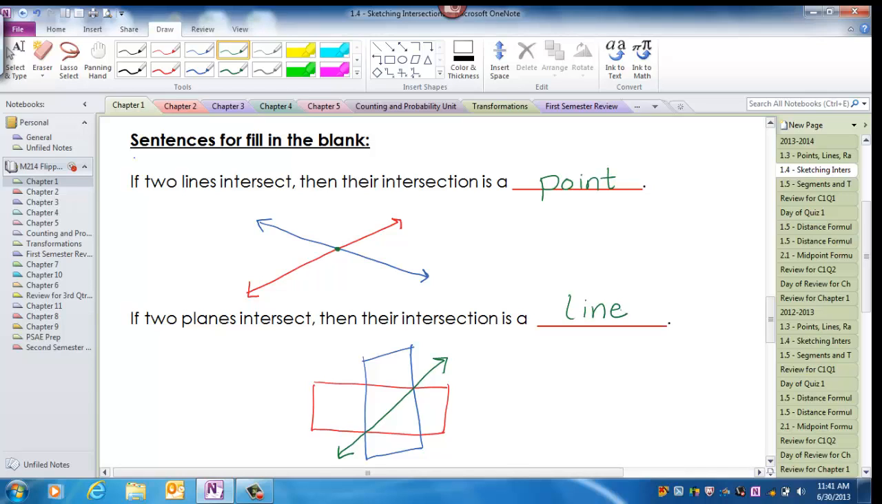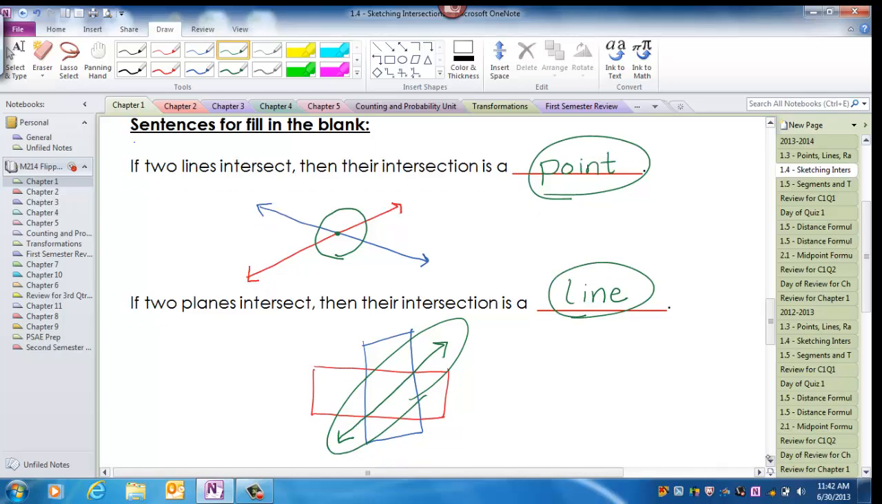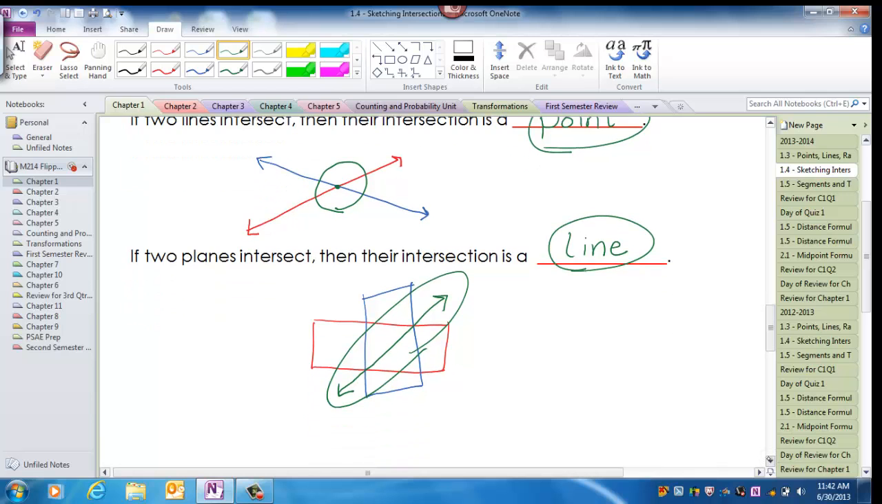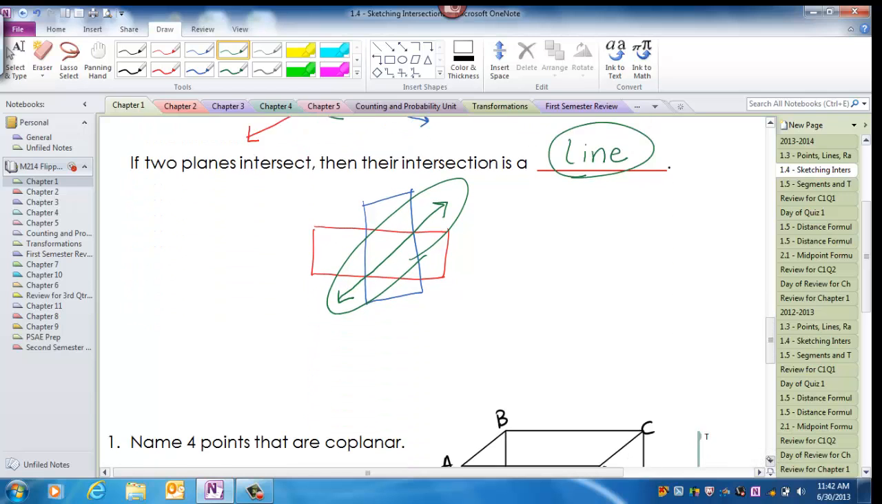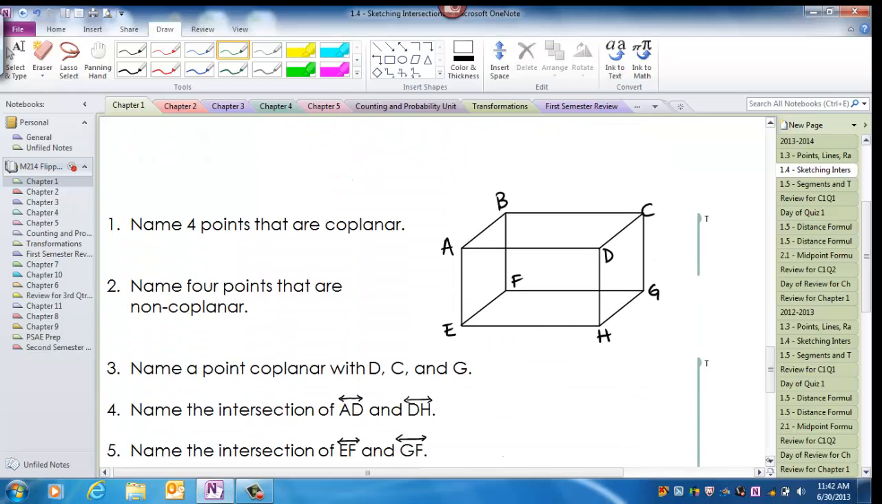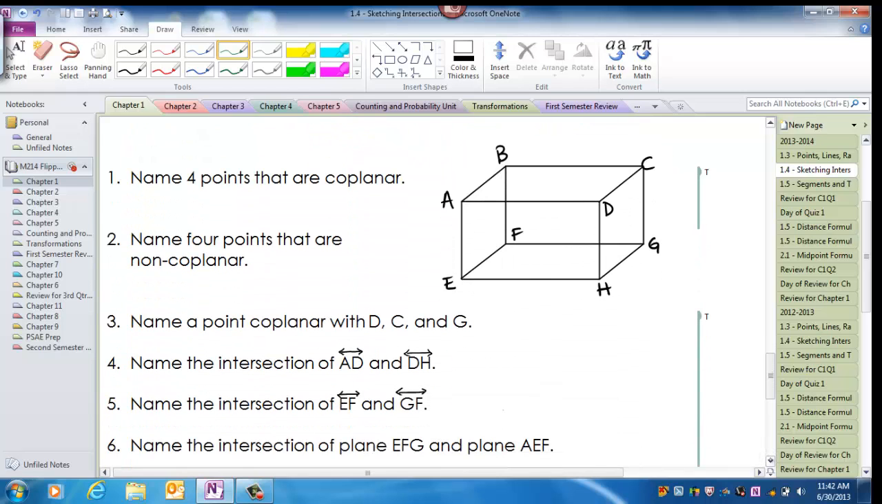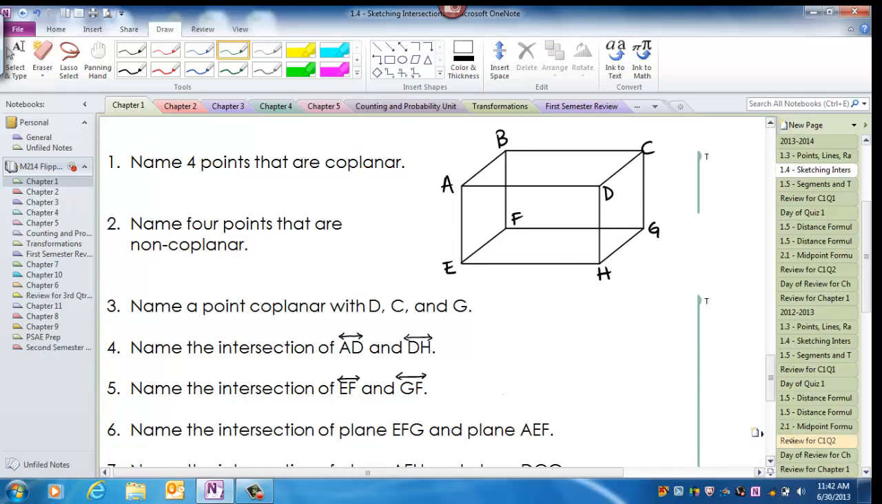So it's very important to recap that if two lines intersect, where do they cross, where do they meet? They intersect at a point. And then the two planes, where do they intersect? Their intersection is at a line. So now we're going to try some problems with these two key points in mind. Okay, the first couple are a review from our last lesson. They'll help us with the next ones though.